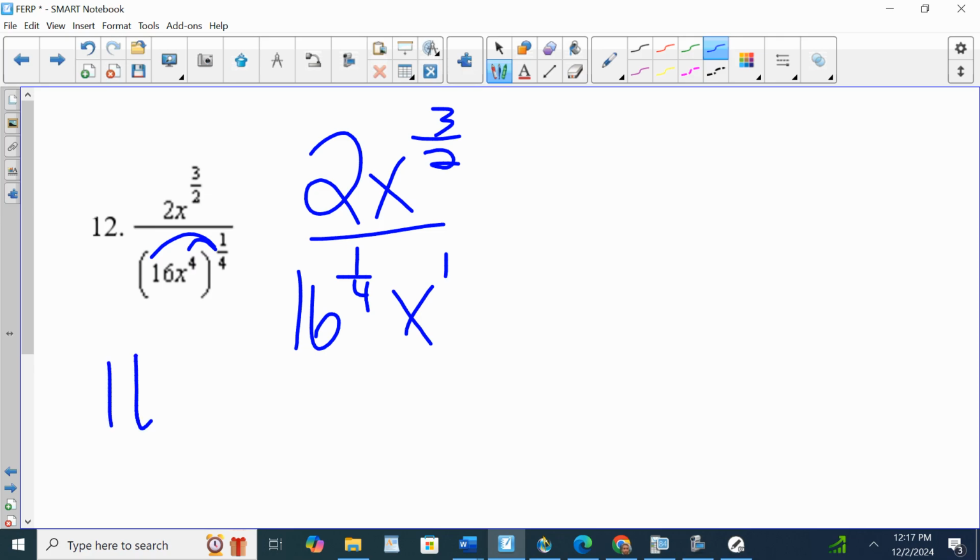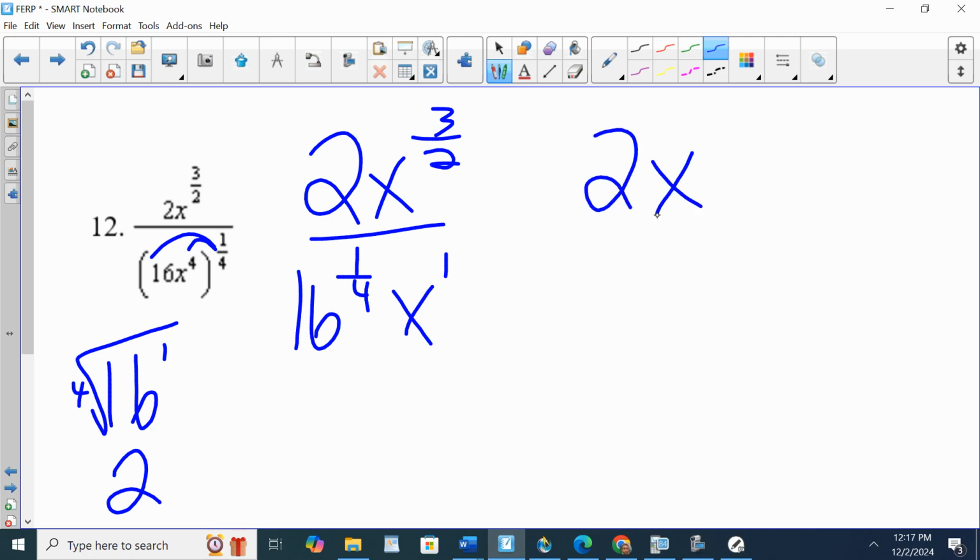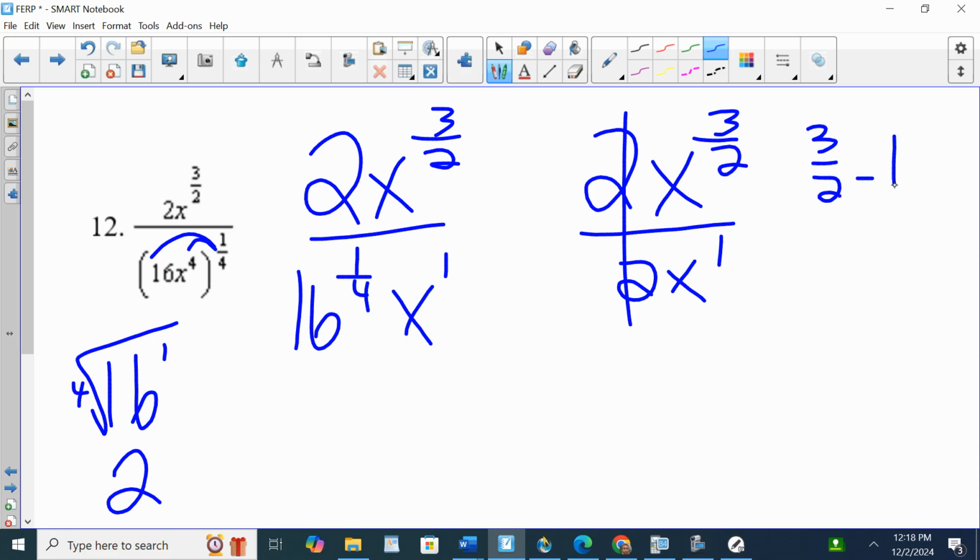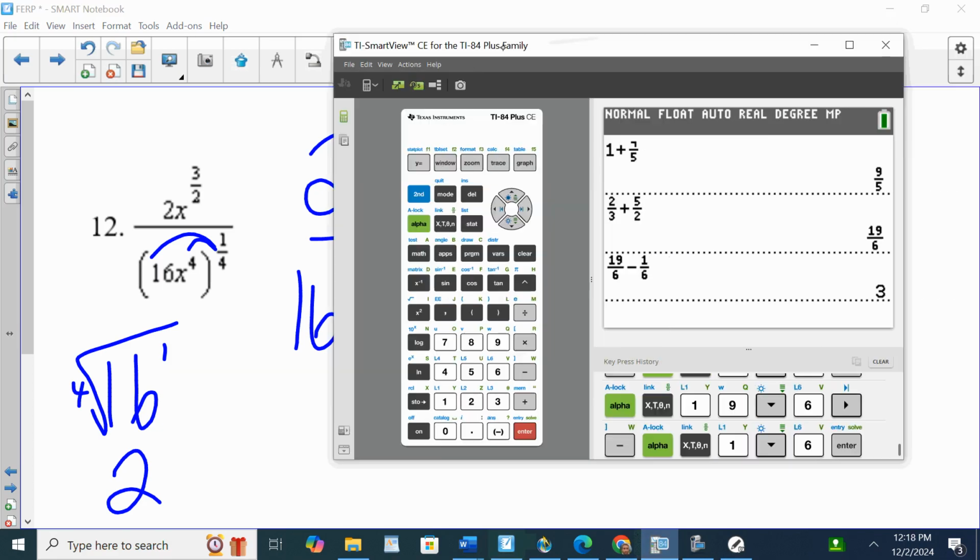16 to the 1/4. Power over the root. The 4th root of 16. Use a calculator if you need to. That's 2 to the 1st, which is 2. So it becomes 2x to the 3/2 over 2x to the 1st. The 2's cancel. I'm dividing. When I'm dividing, I subtract my exponents. Again, if you want to use a calculator, go for it.